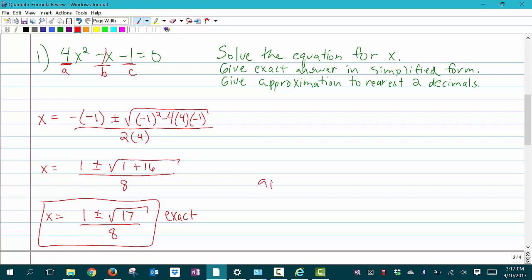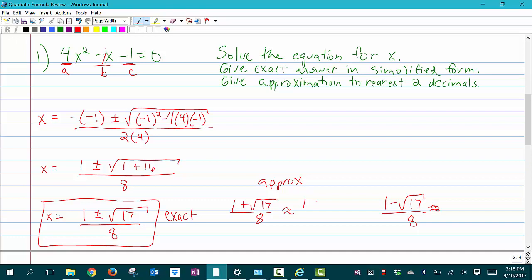Now we would like to find an approximation of these two answers. One of our answers is 1 plus the square root of 17 divided by 8, and then one of our answers is 1 minus the square root of 17 divided by 8. I would like to find an approximation for the square root of 17. I'll type into my calculator the square root of 17, and the value that I get is approximately 4.12 when I round to the nearest two decimal places.